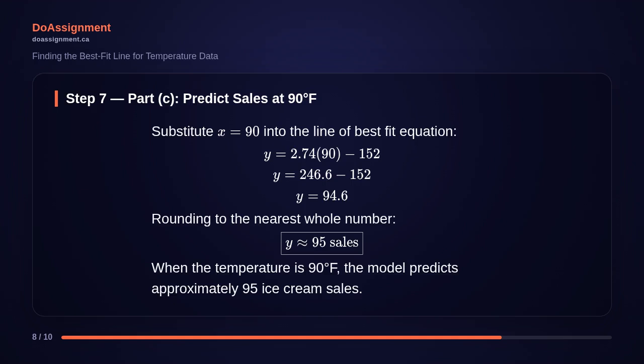For part C, we substitute 90 for x. 2.74 times 90 is 246.6. Subtracting 152 gives 94.6, which rounds to about 95 sales. So at 90 degrees Fahrenheit, our model predicts roughly 95 ice cream sales.